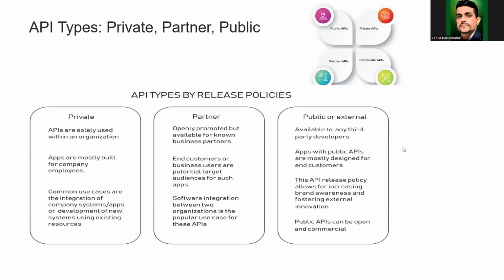Facebook, Twitter, X, and all these have public APIs that are exposed to the public. Anybody can use these APIs and integrate them with their systems and receive news and different information, something like that. That's how it is. So this we call the public API.